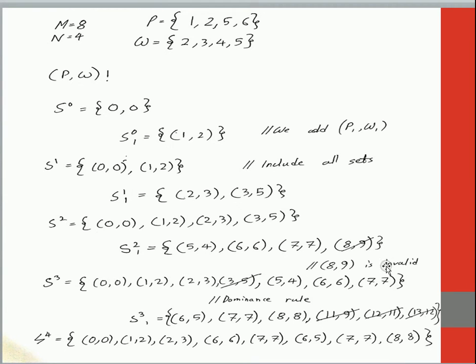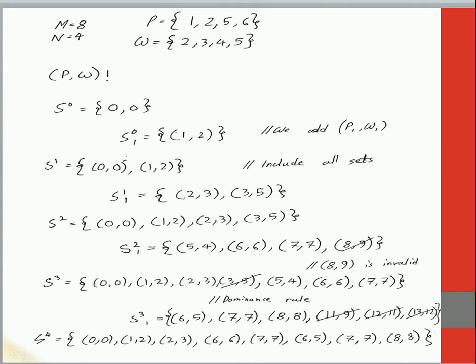But 8 and 9 is invalid. Why is it invalid? 9. I cannot have a 9 here. Limit is 8. So 9 is a no-go. So it is rejected. 8, 9 is invalid. And now we add this combination, and then we'll have to add 6 and 5 to all of them.